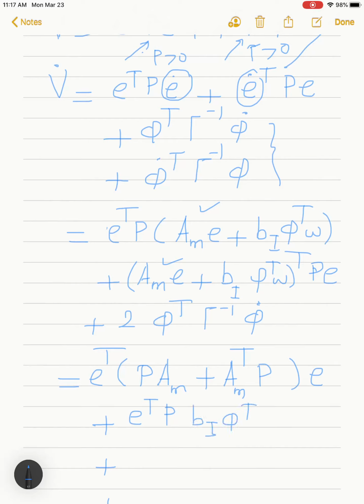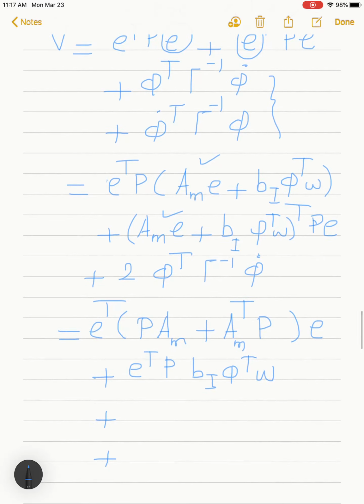phi transpose omega, and from the second term here within the bracket I would get, notice that phi transpose times omega is a scalar. This is a row vector times a column vector. So I will take that scalar outside, like phi transpose omega like this. And then I take the transpose of BI. So it's BI transpose times P times E. And then 2 phi transpose gamma to the minus 1 phi dot.